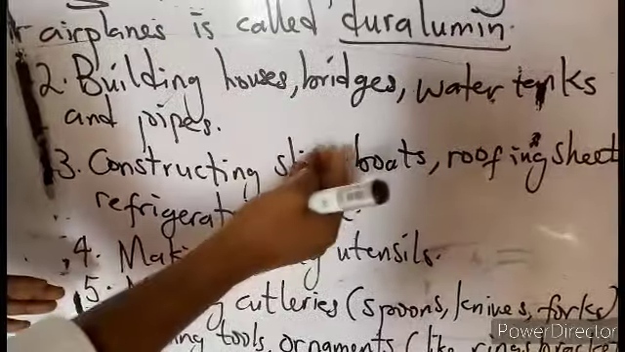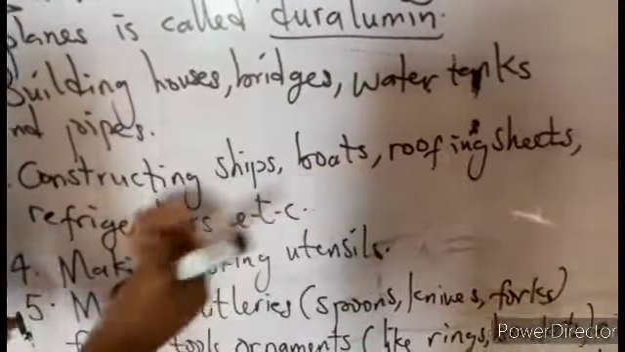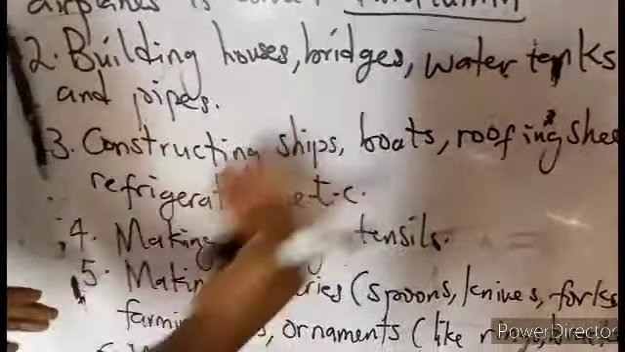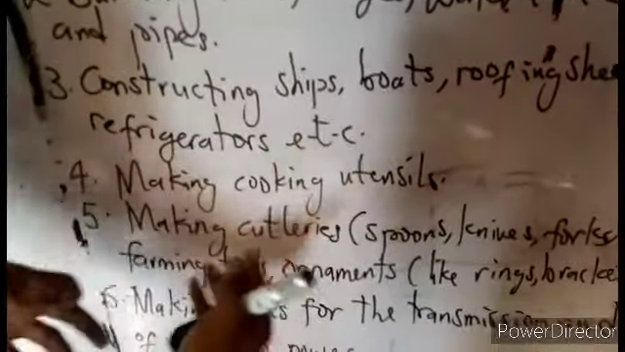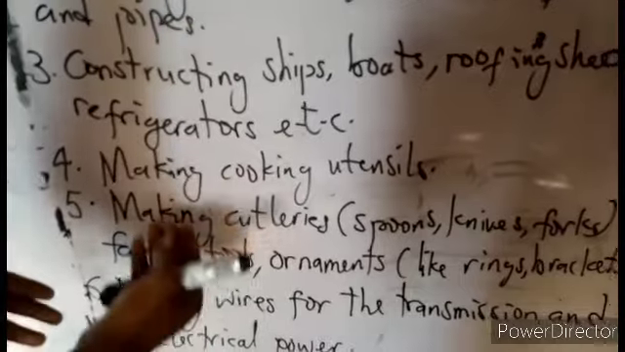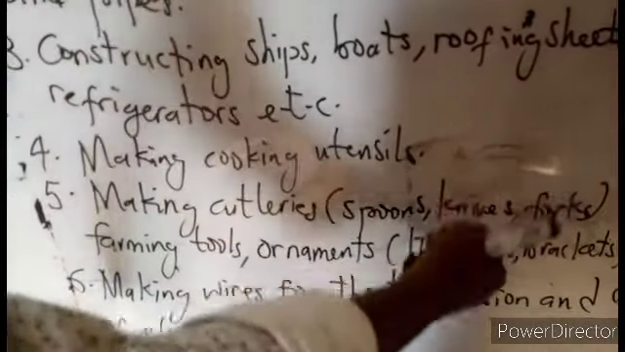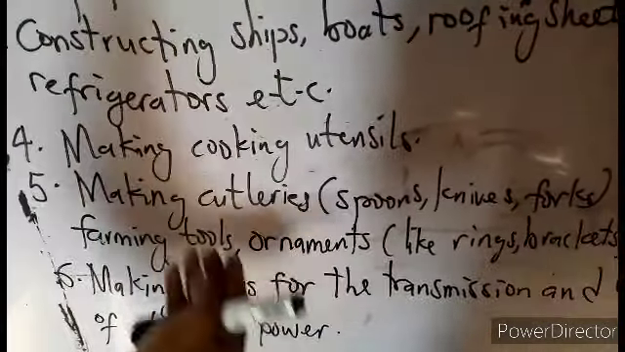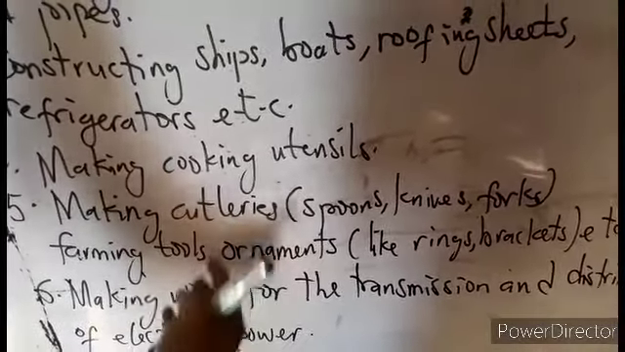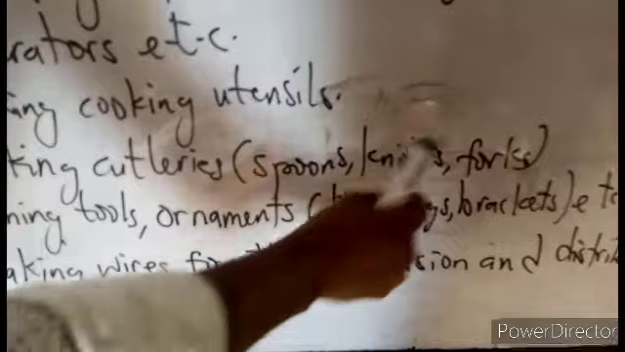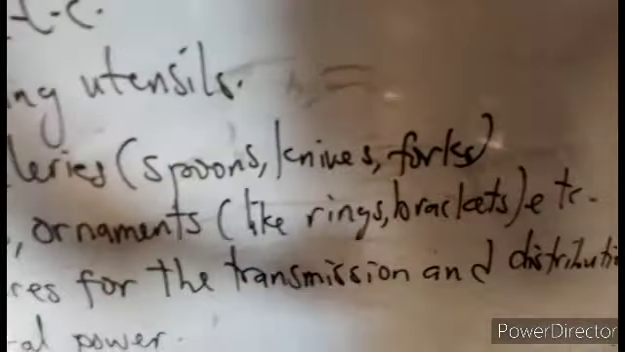Alright. Constructing of ships, boats, roofing sheets, refrigerator, we need metal to construct them. Making kitchen utensils, things used to cook in the kitchen. I've given you examples. We need metals. Making cutlery, spoons, knives, and so on. We need metals. Alright. Making farm tools, ornaments, that is, things we wear on the body, ring, bracelets, we need metals to make them.